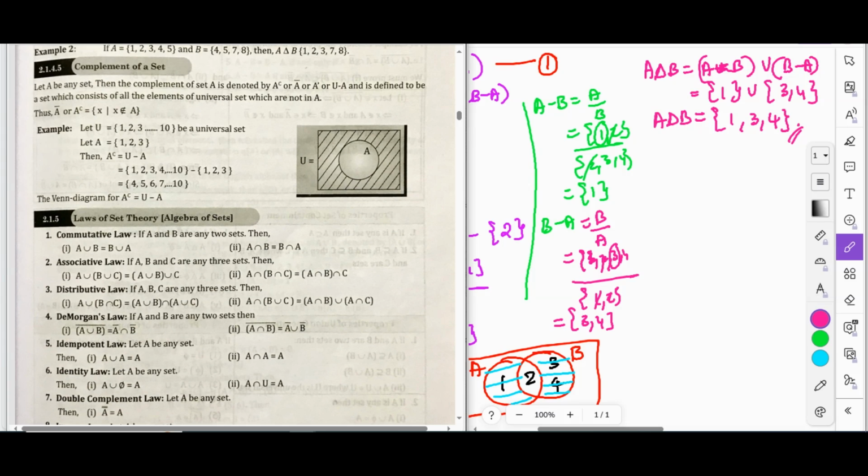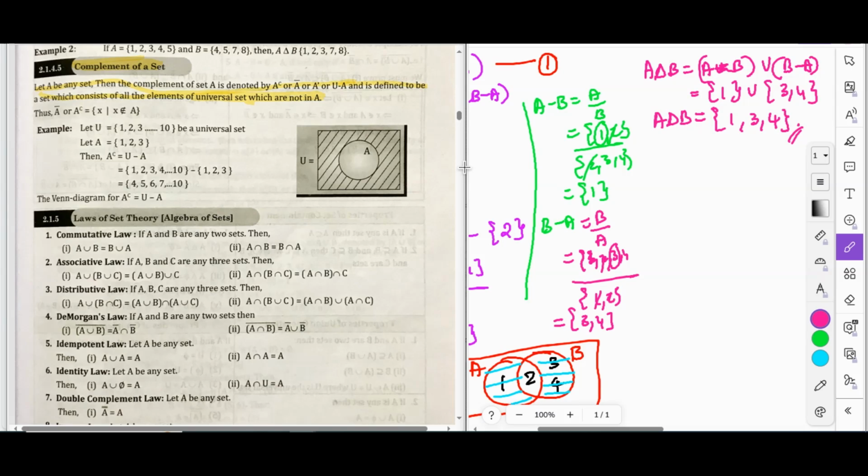So next one is the complement of a set. What is meant by the complement of a set? Let A be any set, then the complement of set A, denoted as A bar, A dash, A C or U minus A, is a set which contains all the elements of the universal set which are not in A. So it is all the elements which are there in the universal set, but should not be there in A. Then it is called A dash. That is the complement of A.